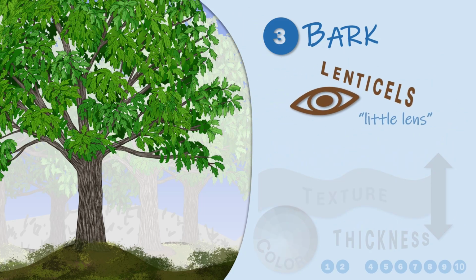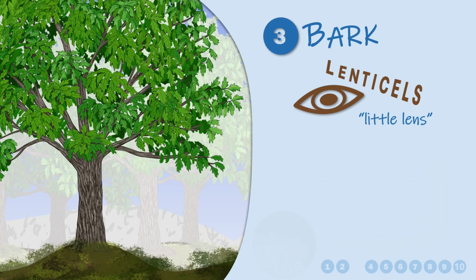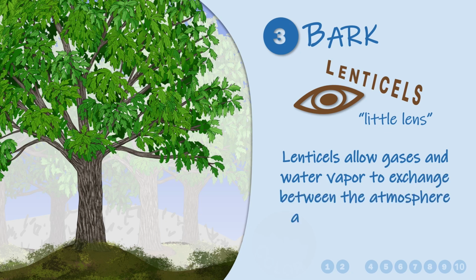Lenticels, which means little lens, are small openings or pores on the surface of plants that allow gases and water vapor to exchange between the atmosphere and the plant's tissue. Since lenticels' shape, size, and orientation can be different on different species, this is a great ID characteristic too.